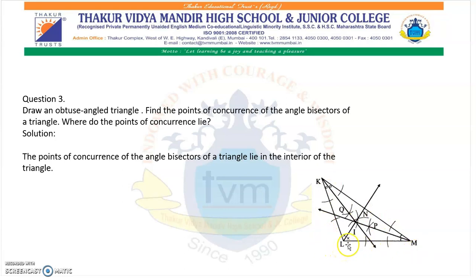At the vertex L, draw an arc of any radius. Draw the angle bisector of angle L. In the same way, draw the angle bisector of M. Draw the angle bisector of angle K. We will see that all the three angle bisectors meet at point I. It means that the point of concurrence of the angle bisectors of a triangle lies in the interior of the triangle.